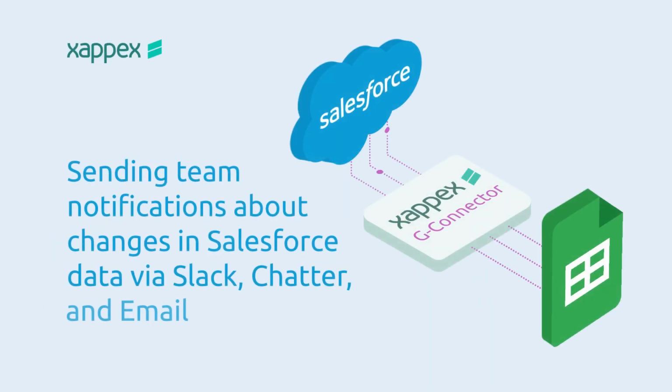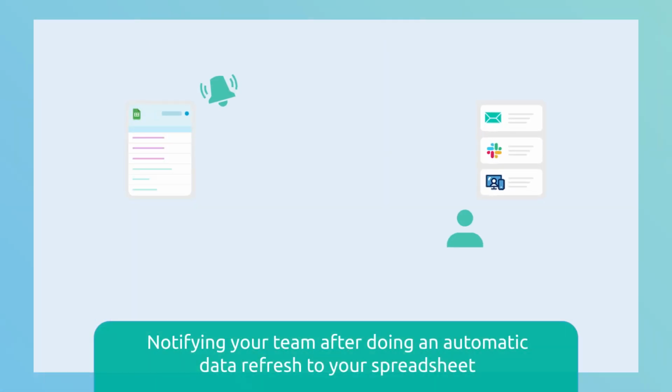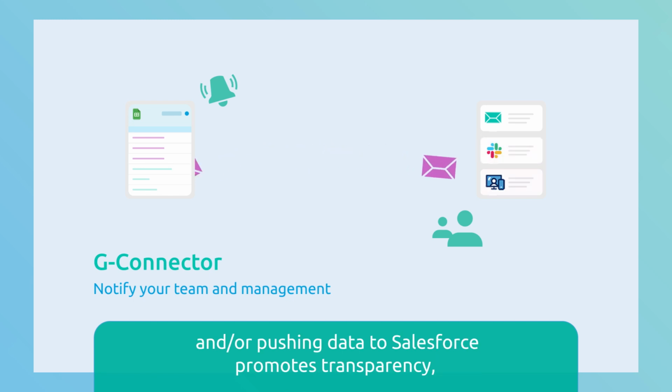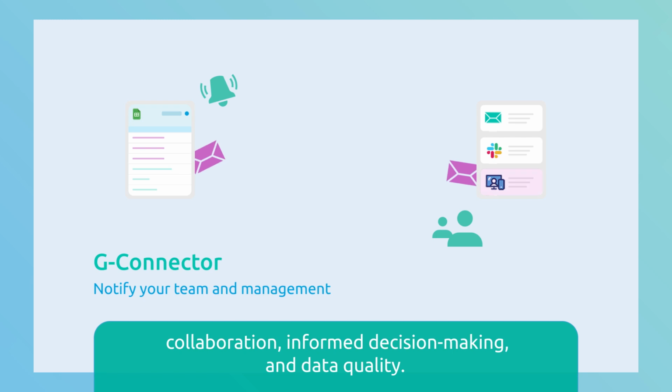Sending team notifications about changes in Salesforce data via Slack, Chatter, and email. Notifying your team after doing an automatic data refresh to your spreadsheet and/or pushing data to Salesforce promotes transparency, collaboration, informed decision-making, and data quality.